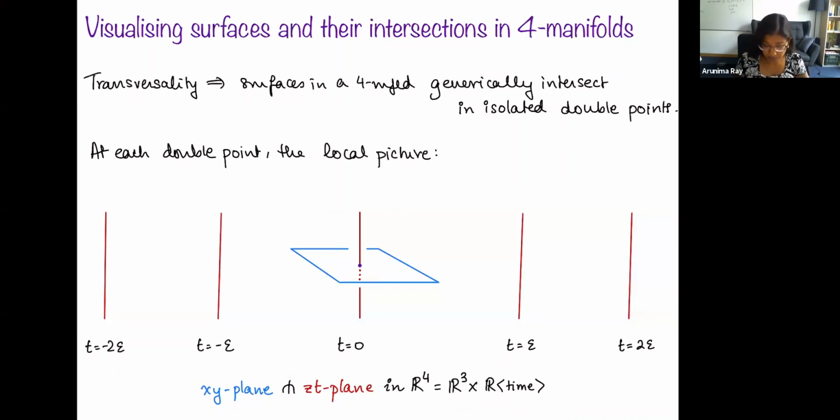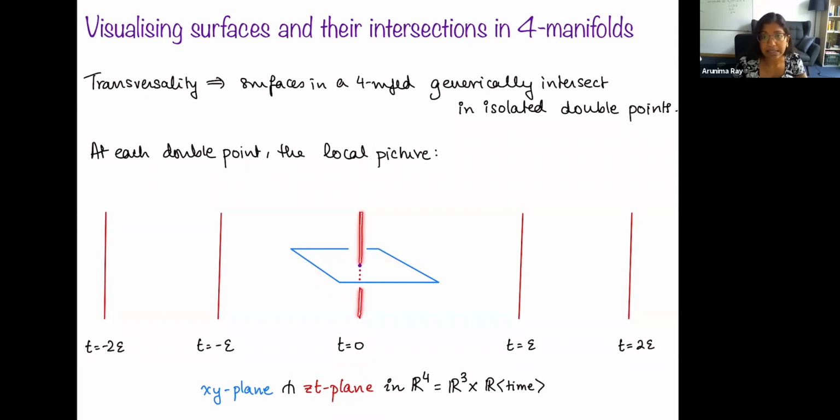Each of those panels is a copy of R3. And let's see how these planes show up in this decomposition. The XY plane is going to show up just in this middle time slice. It's showing up as a nice flat plane there. The ZT plane is going to show up in a slightly weirder way. In this middle time slice, it shows up as that line segment. It's the Z axis in this picture.